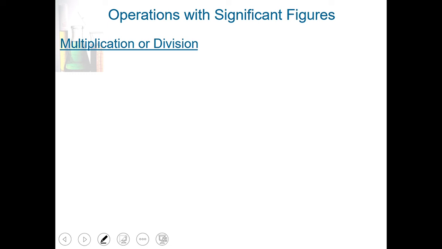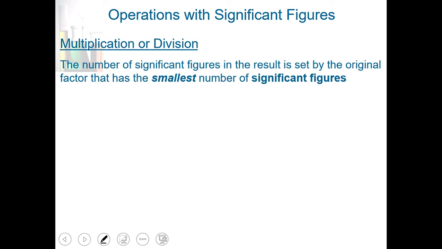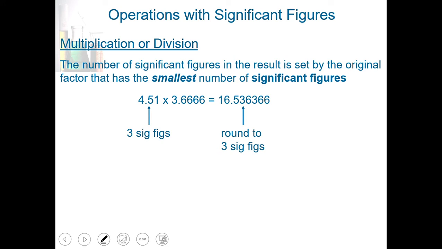There's one set of rules for multiplication or division. The number of significant figures in the result is set by the original factor that has the smallest number of significant figures. So let's say I do this calculation on my calculator, and I obtain that value. Notice that 4.51 has only 3 significant figures. That means that my result has to be rounded to 3 significant figures. So the 1 stays, the 6 stays, and one more digit, 16.5, that would be the rounding. Remember, the next digit after the 5 is less than 5, so we're going to keep it the way it is.